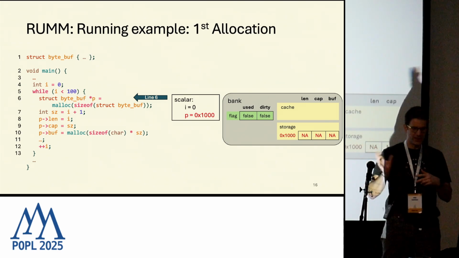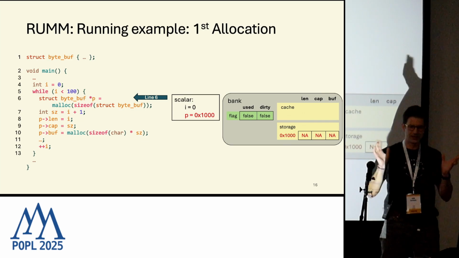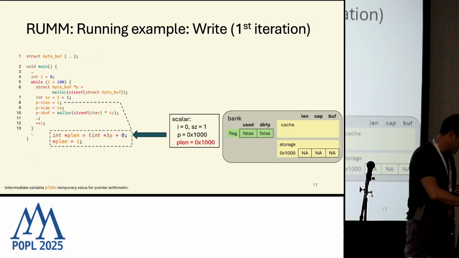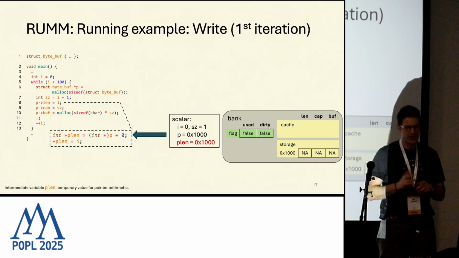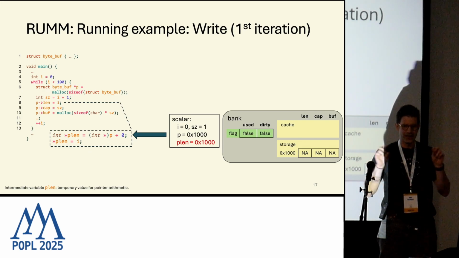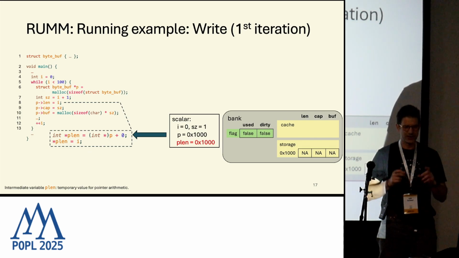In my storage, I now know this address is allocated. There's nothing in the cache. I come to assign plan I. Now, it looks like it's just one line, plan I. In low-level LLVM, it's actually a bunch of lines.